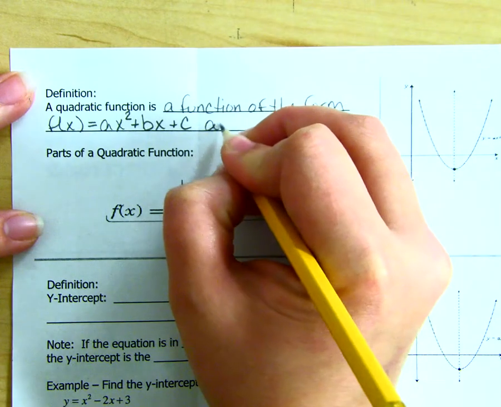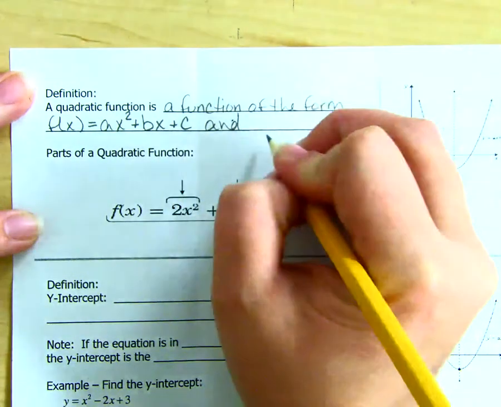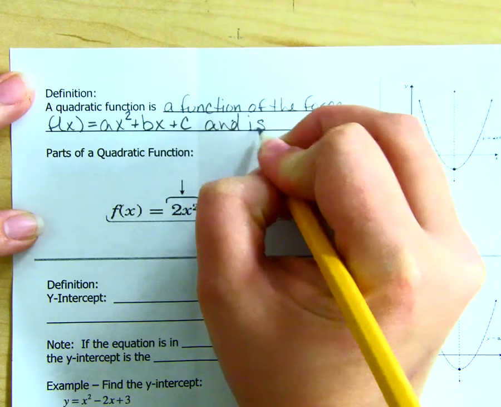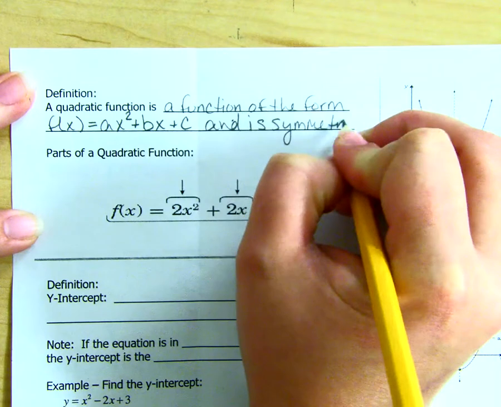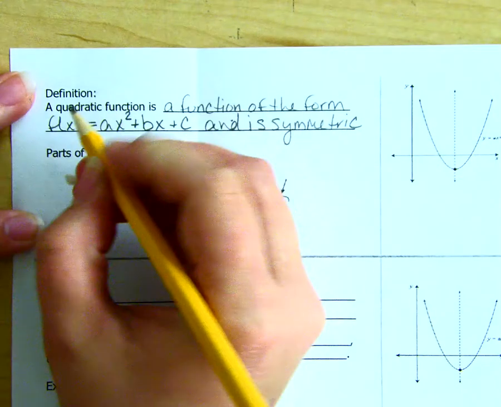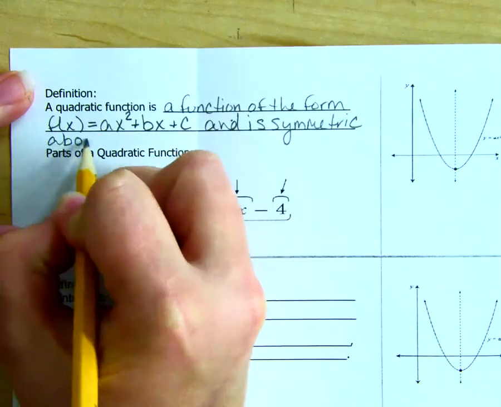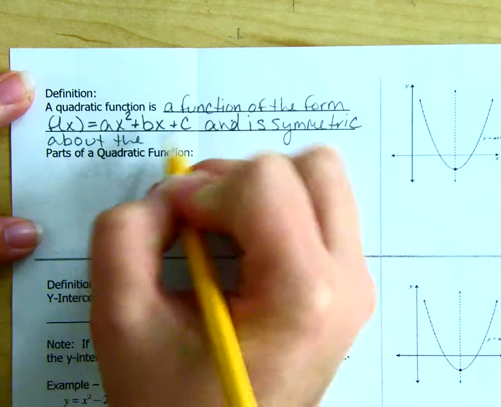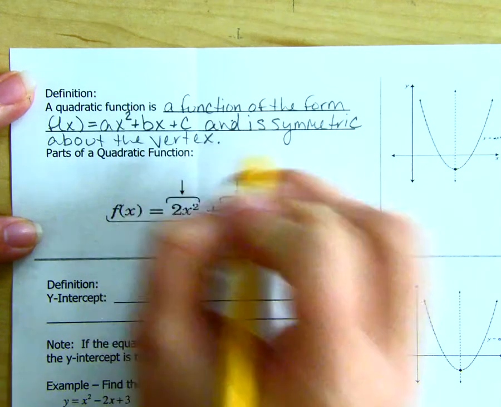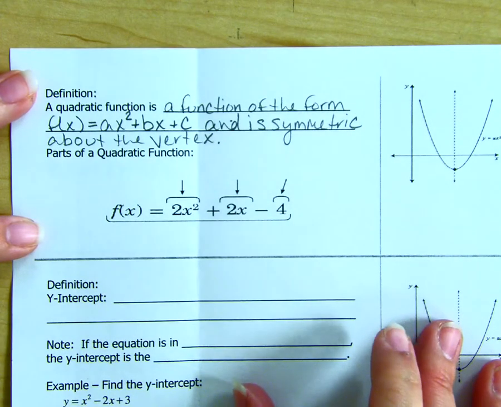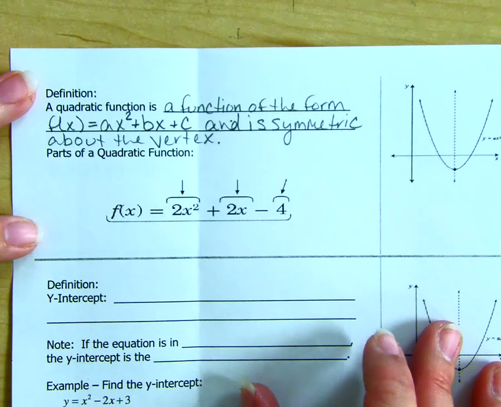And this function is symmetric about the vertex. And that's something we'll find later and we'll discuss it. This function is symmetric about the vertex.